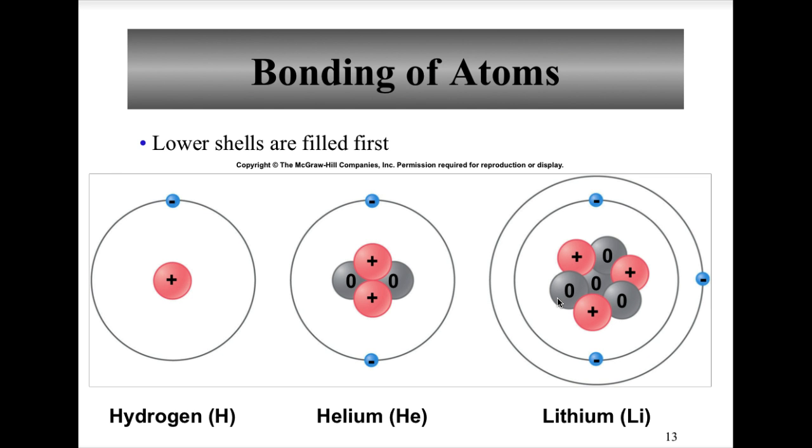Let's do an example. Sodium, abbreviated Na, has an atomic number of 11, so it has 11 protons and 11 electrons. Draw the sodium atom in your notebook.